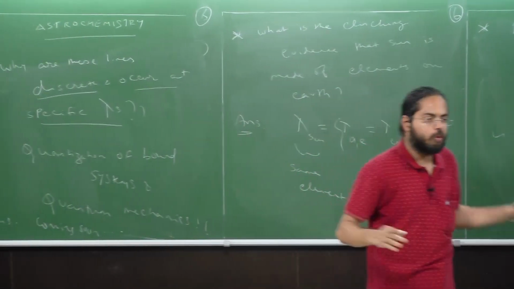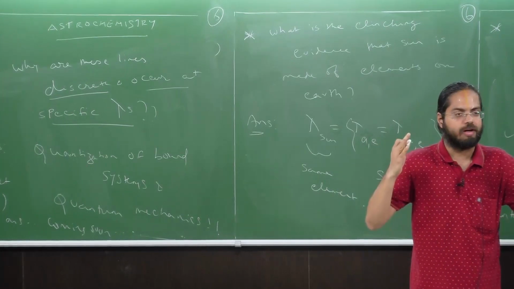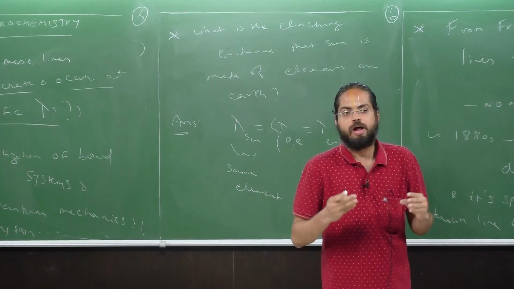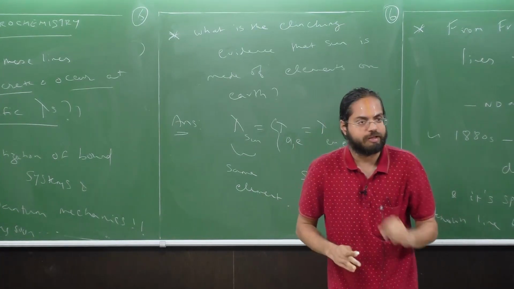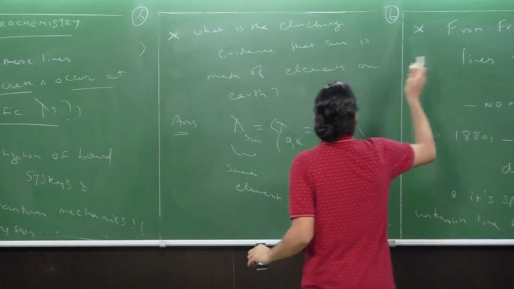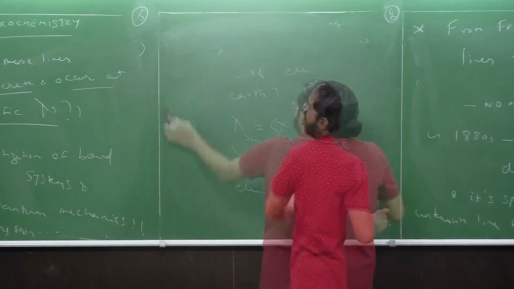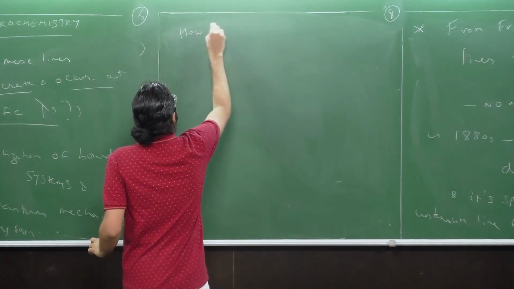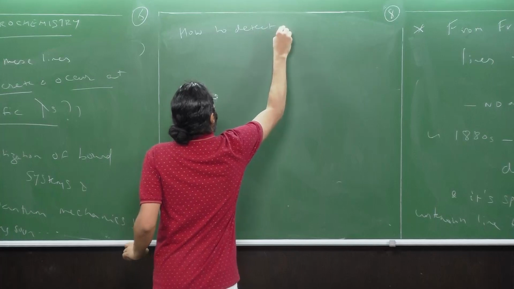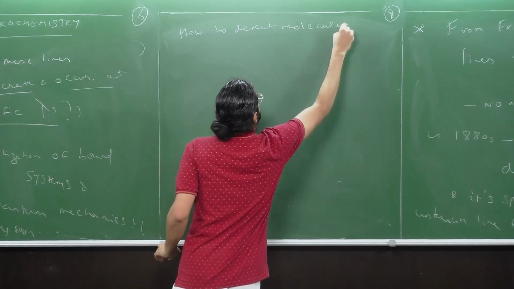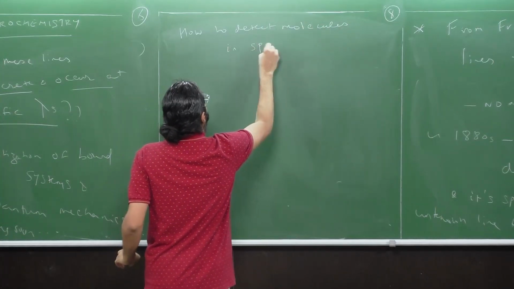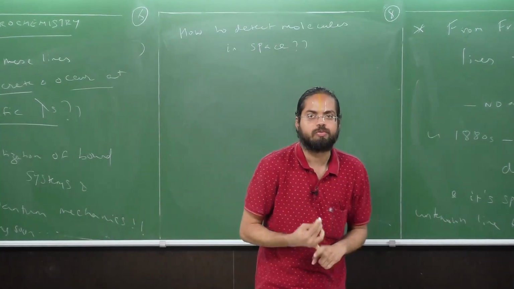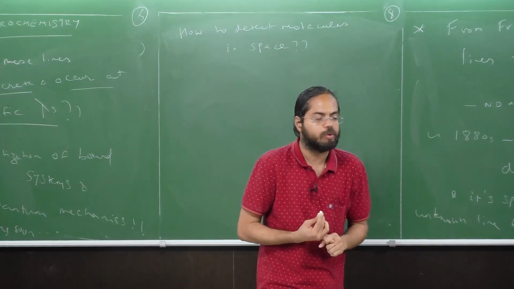All right. So much for how the elements are detected in the sun. Now we'll go back to the fundamental question that we asked. What was the fundamental question? Through this illustration, I'll call this page 8. What was the bigger question? Where were we? The fundamental question is how to detect molecules in space. This was the question that was being asked. How do you detect molecules in space?